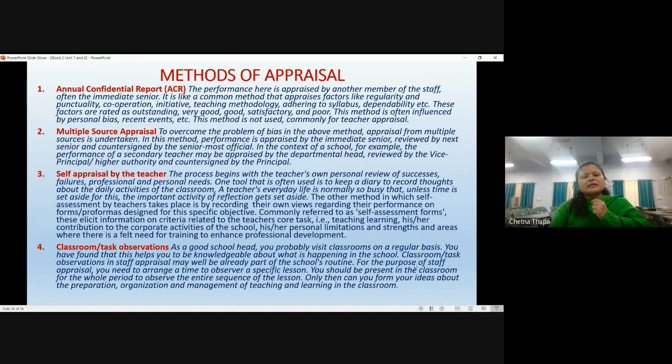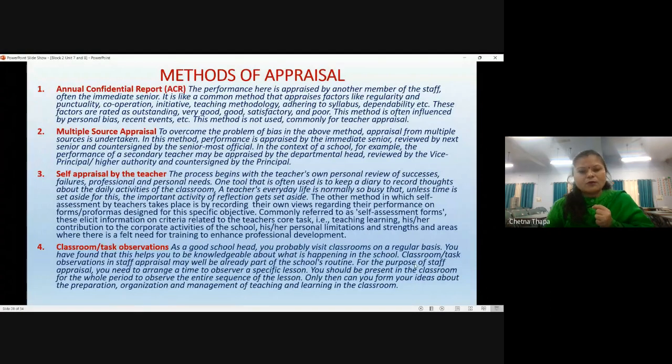So this will help in the staff appraisal because you are already part of the school's routine. And when you are writing the staff appraisal, you need to arrange a certain time for a specific lesson. You should be present for the duration of the whole period and observe the entire sequence of the lesson. Then you can know about how the teacher prepares for the classroom teaching, how he organizes the various resources that are required for the classroom teaching, how he manages the teaching learning process in the classroom.